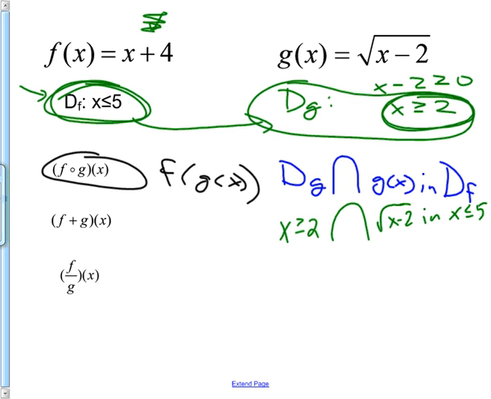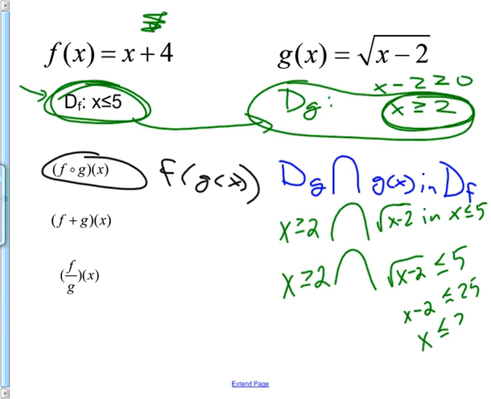So now I'm going to put this into this. So the right side's already done. I'm all ready to draw a number line for that and overlap it with something. But I got to finish the right side first. Square root of x minus 2 is less than or equal to 5. Square both sides. Does not cause an absolute value thing. That's when you square root both sides. x minus 2 is less than or equal to 25. Add 2 to both sides. x less than or equal to 27.